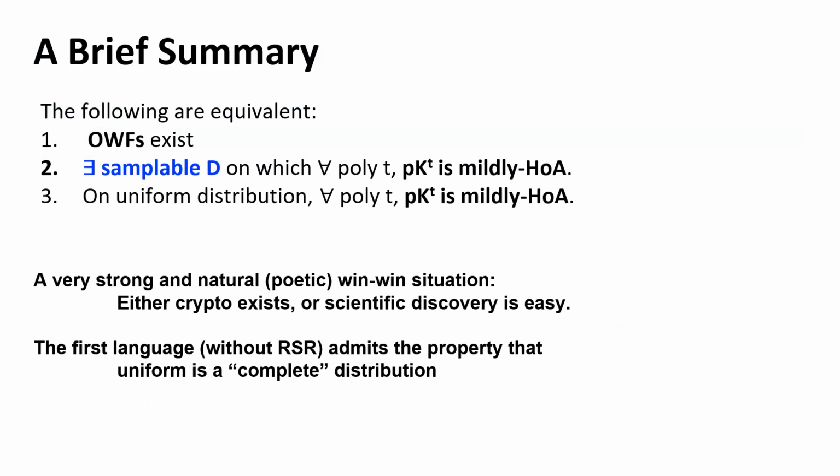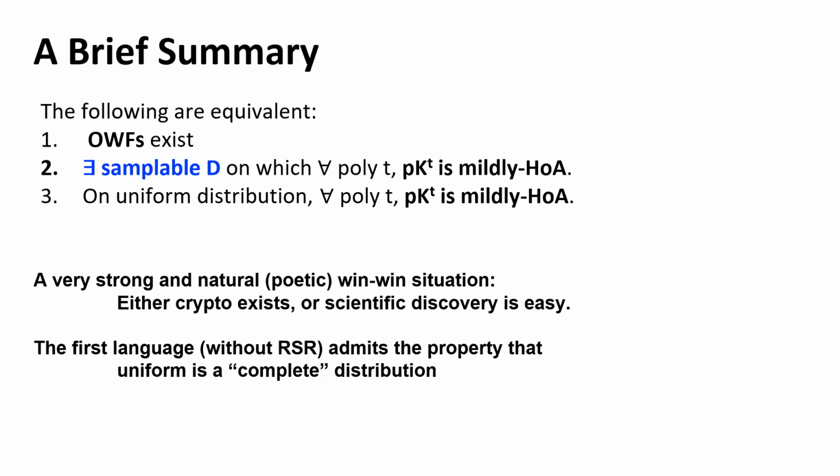All right, so let me wrap up. Today we have seen that the following are equivalent. First, one-way functions exist. Second, there exists some sample distribution under which PKT is mildly hard on average. And third, on the uniform distribution, PKT is mildly hard on average. And as mentioned, this gives a poetic win-win situation: either crypto exists or scientific discovery is easy.